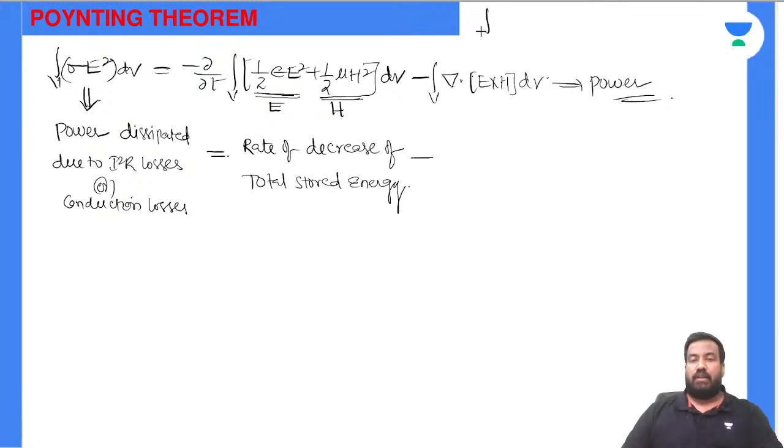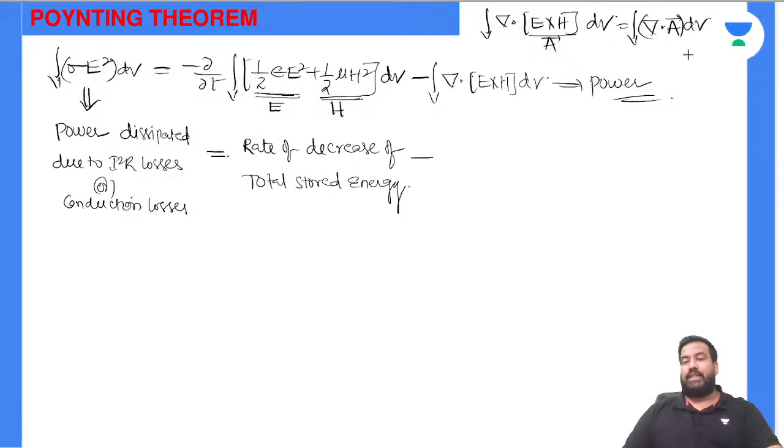Now if you see here, in the volume integral of del dot E cross H dV, E is a vector, H is a vector. Let E cross H be one more vector A. This is of the form volume integral of del dot A dV, divergence theorem, which is equal to the surface integral of A dot ds.